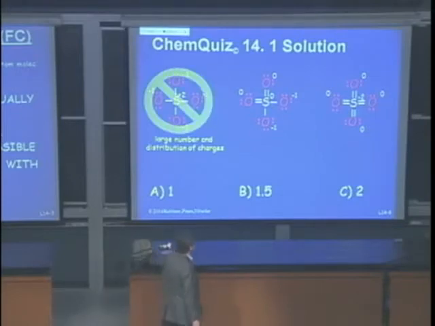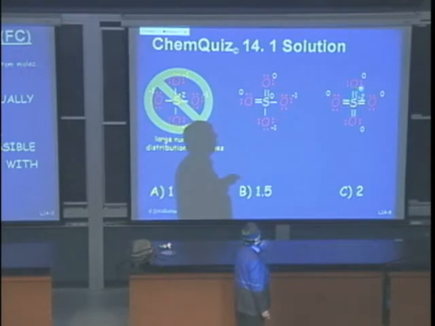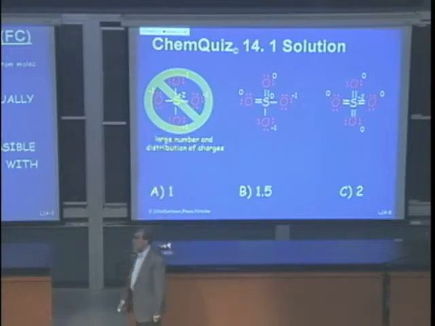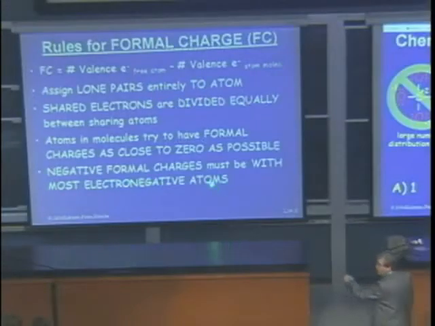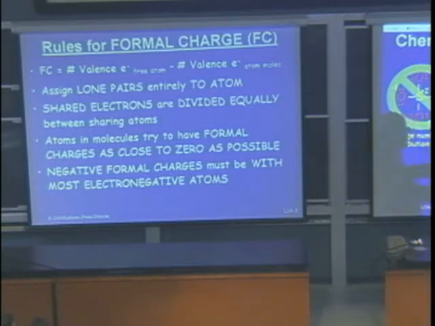Now let's look at this one. Here we expanded the octet, obviously. We have an octet on each oxygen, 2, 4, 6, 8, and then on the sulfur we have 2, 4, 6, 8, 10, 12, 14, 16. Okay? 16 electrons, so we have expanded the octet. We could do that, but there's something majorly wrong. Can somebody tell me what's wrong with that? The more electropositive has the negative charges. That means the negative formal charges must be with the most electronegative atom. So is oxygen or sulfur more electronegative? Oxygen is more electronegative. So negative charges on the less electronegative atom, out with it, okay?